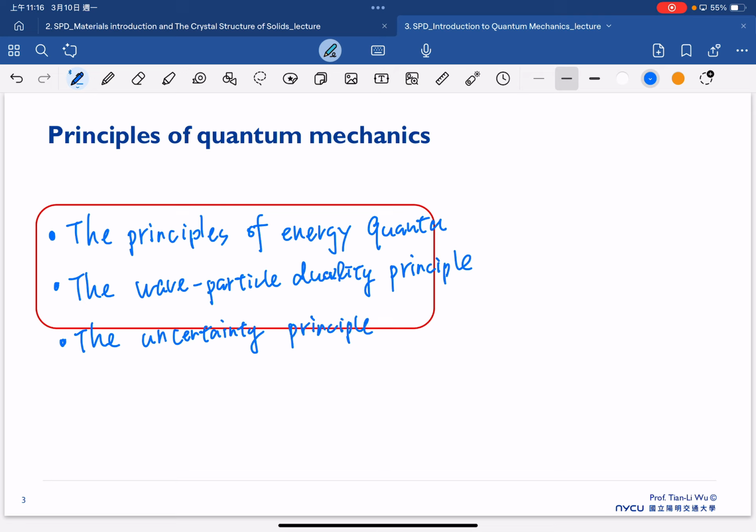I believe most of you already learned this if you have followed the modern physics class. Here, we won't go into detail again. We just try to describe later how we are going to apply these equations to help us understand quantum mechanics.